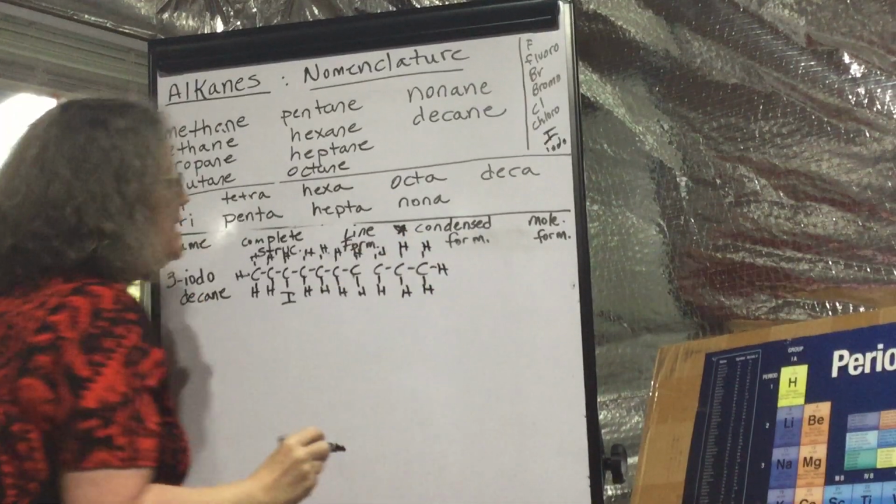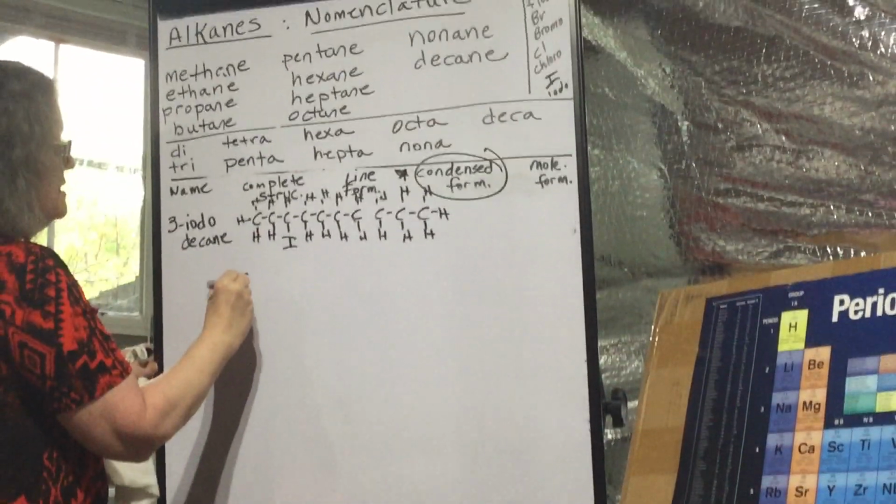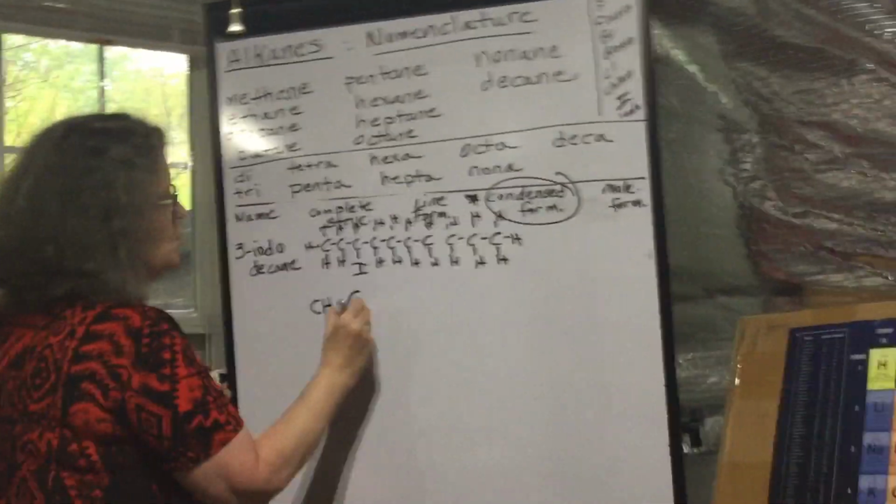Okay, put my H's in because in order to do this, so what I'm going to do when you write your condensed, look, CH3. That's what I have here. Now, how many CH2s do I have?